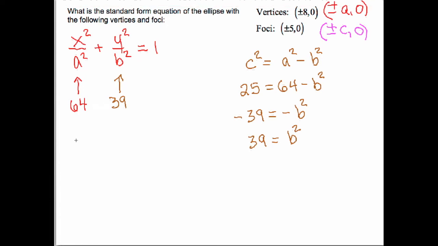I know that my equation of the ellipse will be x squared over what? Over 64 plus y squared over 39 is equal to 1.